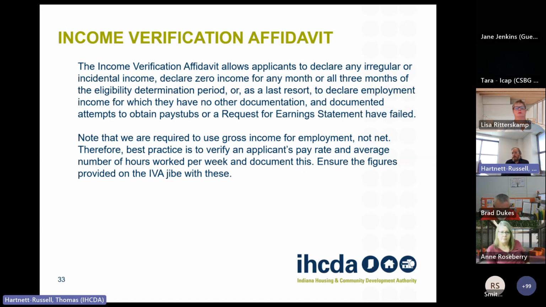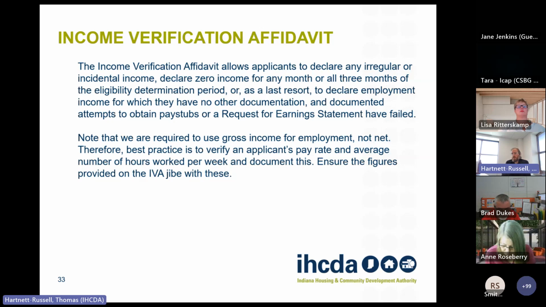And then finally, the least preferred form here is the income verification affidavit. The income verification affidavit allows applicants to declare any irregular or incidental income, declare zero income for any month or all 3 months of the eligibility determination period, or as a last resort, to declare employment income for which they have no other documentation and documented attempts to obtain pay stubs or a request for earnings statement have failed.